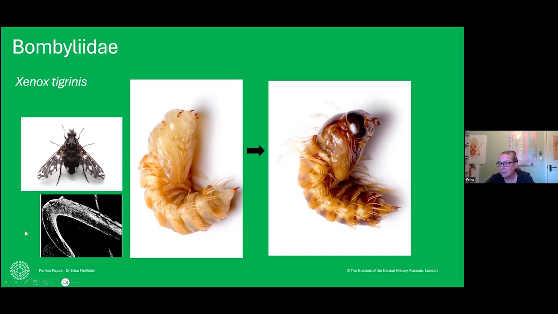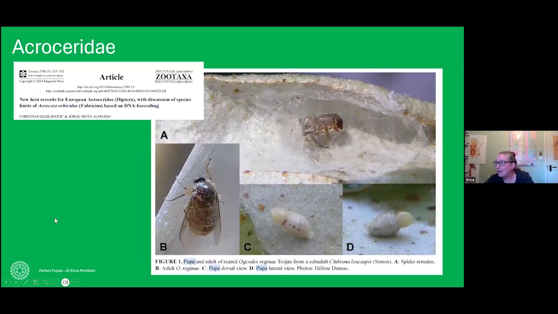I'm mindful of the time. Here's a lovely one of the acrocerids. Only 3 species of acrocerid in the UK. These are the endoparasitic spider-killing flies. But I have to say that pupa seems like it's put absolutely no effort into it. Okay, it's a very small, very dull-looking pupa for what is quite an extraordinary species. But again, we have very limited information.